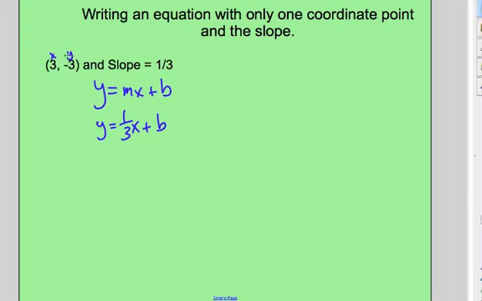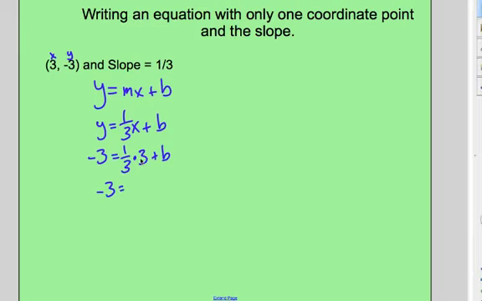y is -3 in this example. -3. And then I have 1/3 times whatever x is. Well, in this instance, x is 3. So I'll put my 3 there, plus b. All right, well, that's fine. Certainly doesn't give me the answer. I've got to do the math to figure this out. So -3 stays the same there.